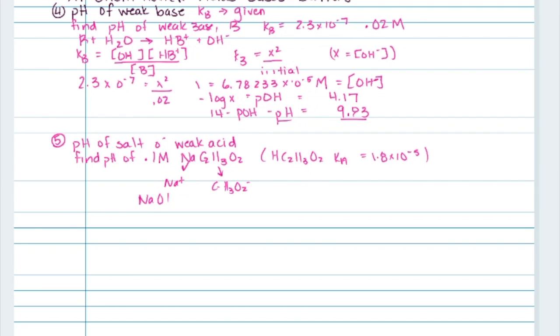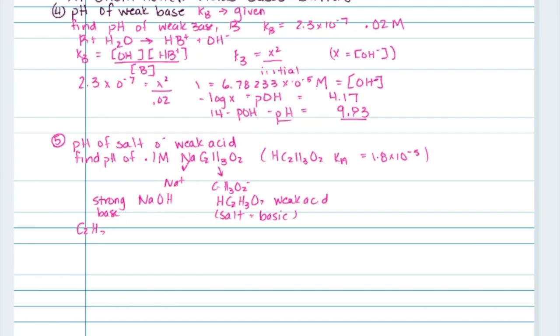Sodium hydroxide is a strong base, so sodium ions will not contribute to the pH, but acetic acid is a weak acid, so the salt, or the conjugate, will act basic. When that happens, since it's going to act like a base, it's going to somehow release hydroxide in water.